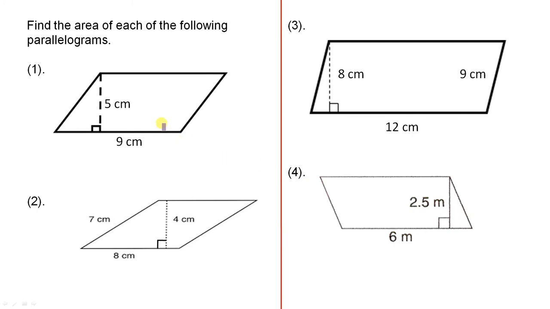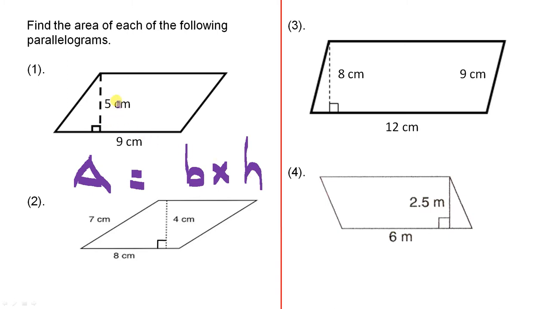Now, very basically, find the area of each of the following parallelograms. During the lesson, we gave the very simple formula that the area of a parallelogram was the product of the base times the perpendicular height. That's basically all it was. So the base of the parallelogram was multiplied by the perpendicular height.